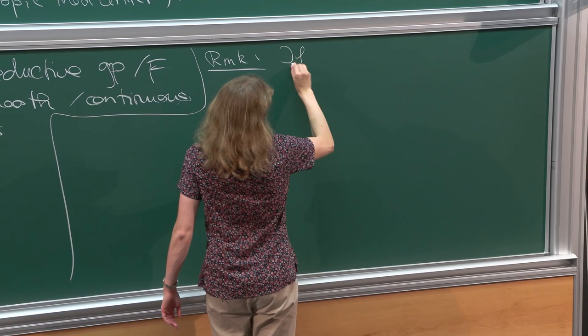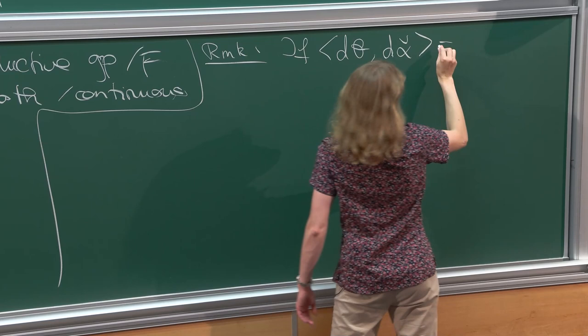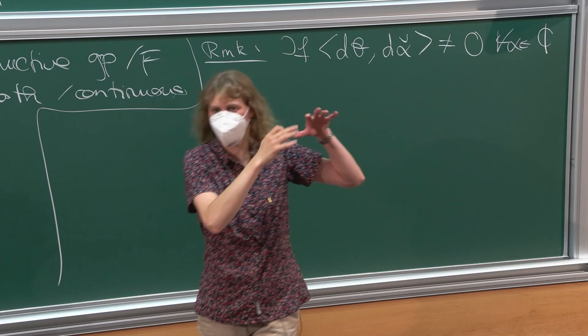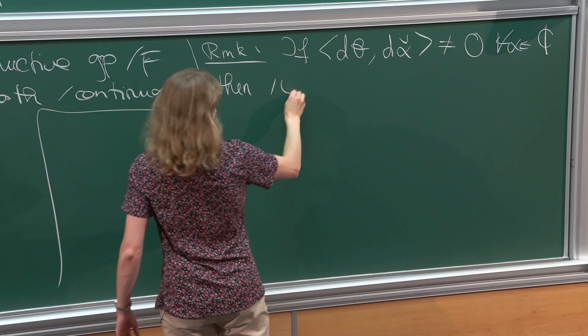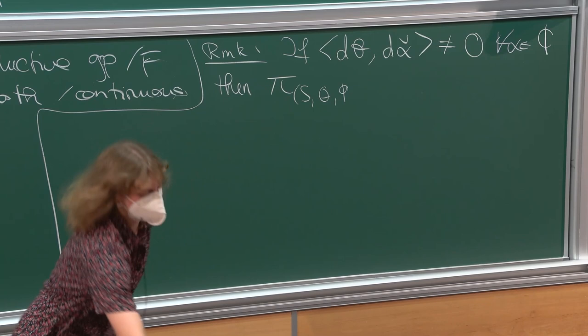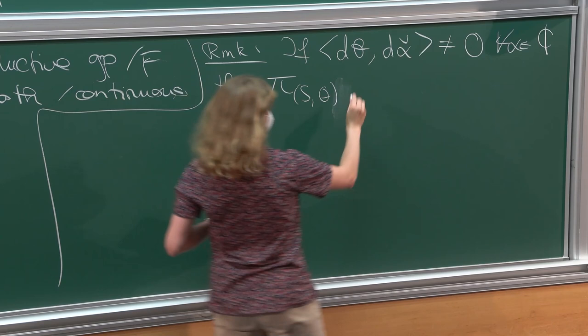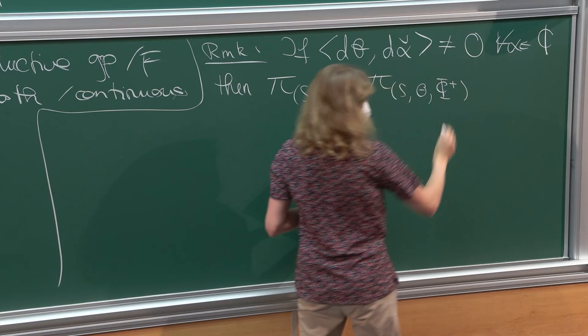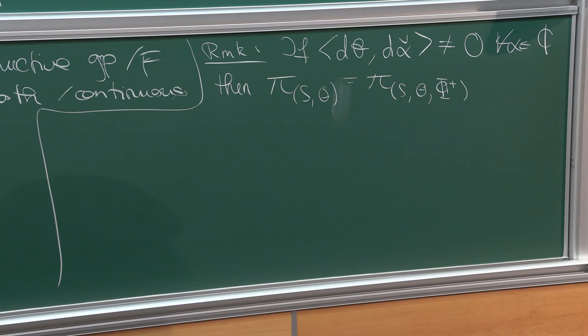Excellent remark. If we actually have that the pairing of dθ with dα^∨ is not zero for all roots α, so if we are really inside this open cone and not on the walls, then π of S, θ is already determined by just that information. So this is equal to π of S, θ, φ⁺ for unique φ⁺. So φ⁺ is determined in that case by θ.